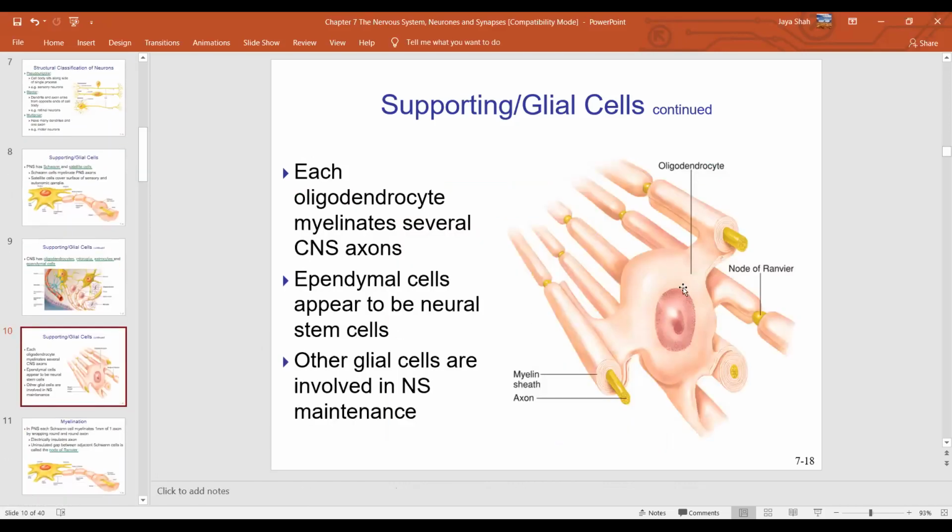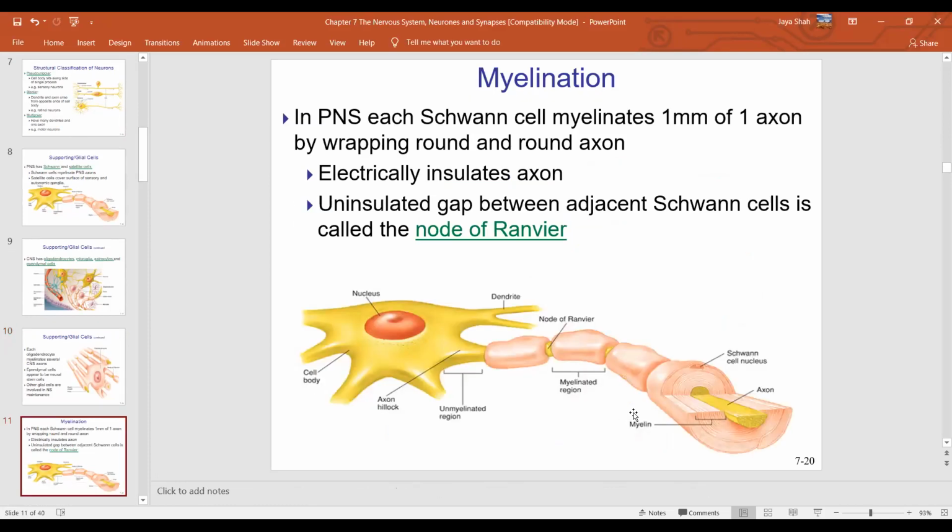Okay. So supporting cells, you see oligodendrocytes. One oligodendrocyte is making myelin sheath around one, two, three, four axons. This is the myelination of the axons in the central nervous system. So here is the compare and contrast. One oligodendrocyte can myelinate several axons in the central nervous system, whereas one axon is myelinated by more than one myelin, the Schwann cells. Are you following me?